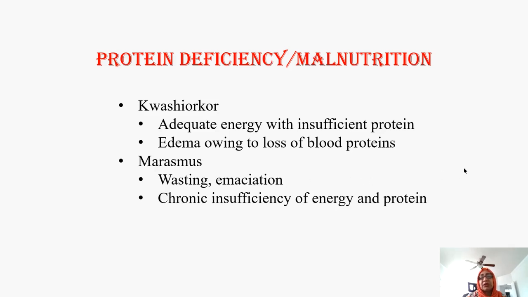And we talked about the turnover of the proteins, that we really don't store the protein. We use it, we degrade it, we lose some of it, and we reuse the rest. And also protein deficiency, kwashiorkor and marasmus, are good examples for that.